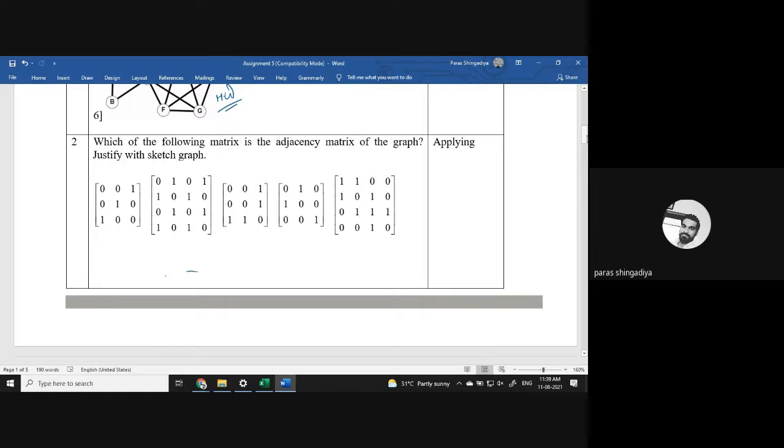As we know, an adjacency matrix is always a symmetric matrix. And what is the meaning of a symmetric matrix? A is symmetric if A is equal to A transpose. If A is equal to A transpose, then this matrix is always a symmetric matrix. Clear? So A is given here, that is our A. We'll check its A transpose. If they both are equal, then it is always an adjacency matrix. So that is A, the first matrix.